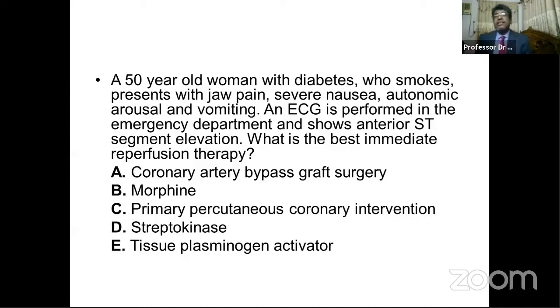Streptokinase is also an effective reperfusion strategy, and tissue plasminogen activator is also one of the thrombolytics. So among the 5 answers here, as the patient has anterior ST segment elevation, the most effective way of reperfusion is primary PCI.